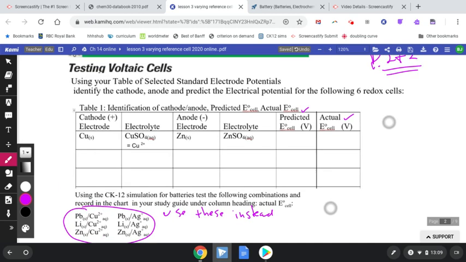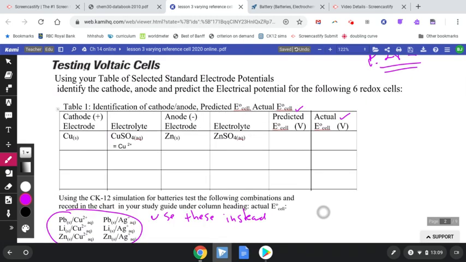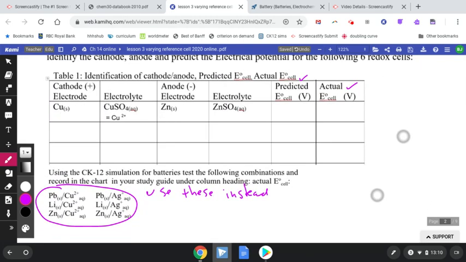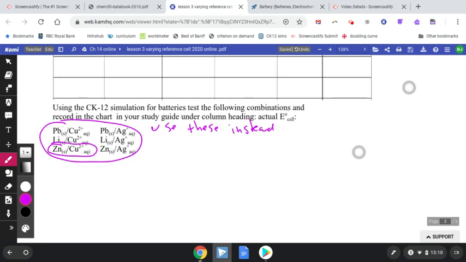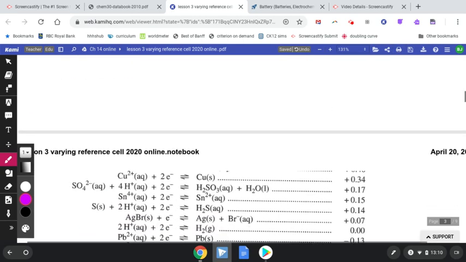So how does this work? You're going to try out 6 combinations. The one that we're going to do together first is copper and zinc. You need to figure out who is the cathode and who is the anode for every possible combination. We'll do them one at a time. So let's look up copper and zinc.